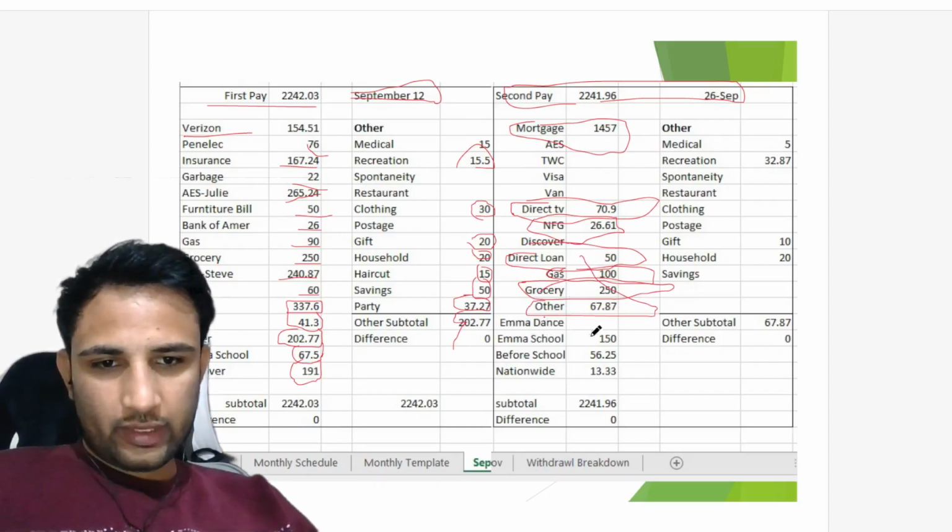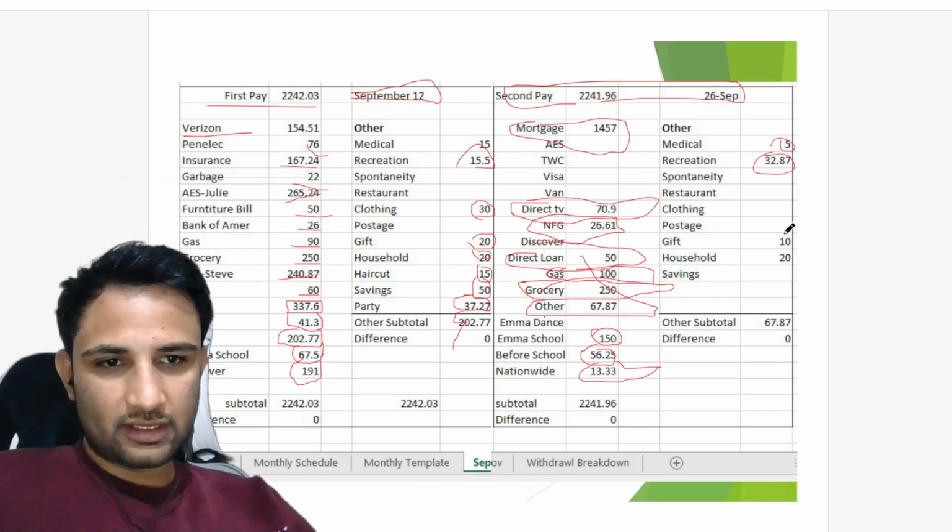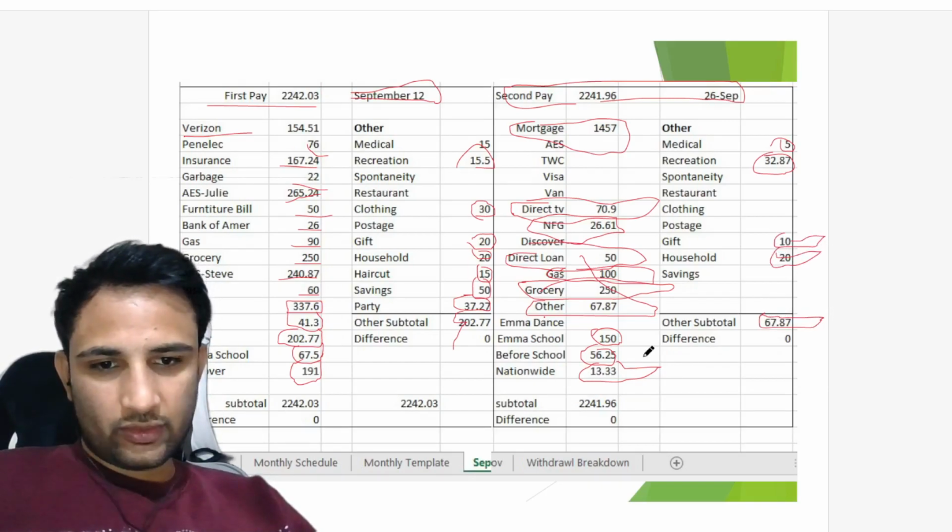For MR score, we have $150. For before score, $56.25. That is for car. And Nationwide is $13.33. And in other expenses, we have $5 for medical expenses, $32.87 for recreation expenses, $10 for gifts, and $20 for household expenses. The other subtotal is $67.87.